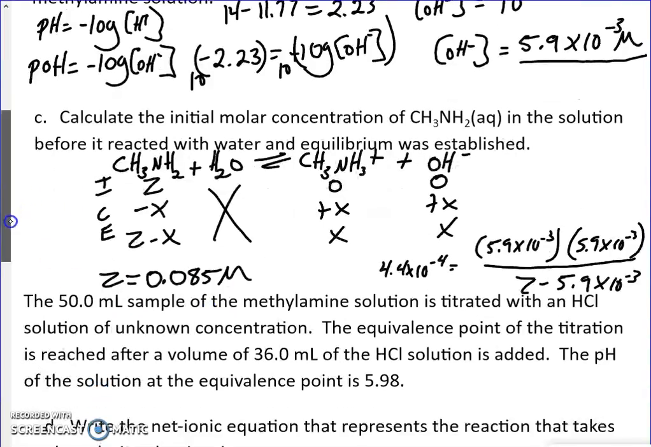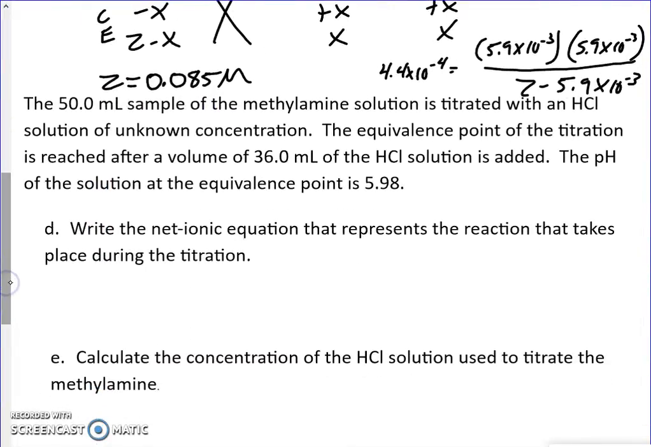Okay, so moving on, we get to the next part. We have 50 milliliters of the methylamine solution titrated with hydrochloric acid solution of an unknown concentration. The equivalence point of the titration is reached when 36 milliliters of hydrochloric acid is added. The pH of the solution at the equivalence point is 5.98. So let's just make a note. This is below 7, which means we're dealing with a weak base, strong acid titration, which we know. Methylamine we already know is a weak base from our math up here. HCl we already know is a strong acid.